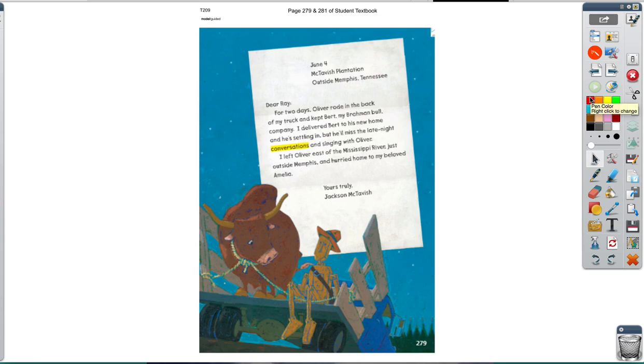Dear Ray, for 2 days, Oliver rode in the back of my truck and kept Bert, my brown bull, company. I delivered Bert to his new home, and he's settling in. But he'll miss the late-night conversations and the singing with Oliver. I left Oliver east of the Mississippi River, just outside Memphis, and hurried home to my beloved Amelia. Yours truly, Jackson McTavish.